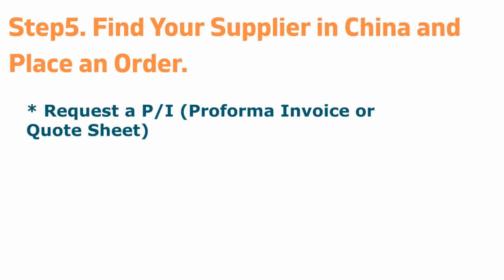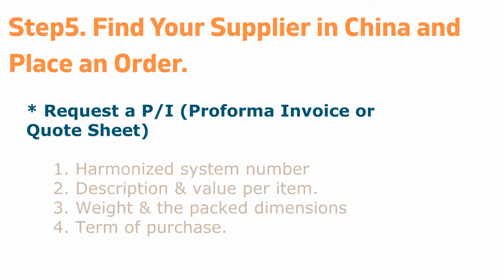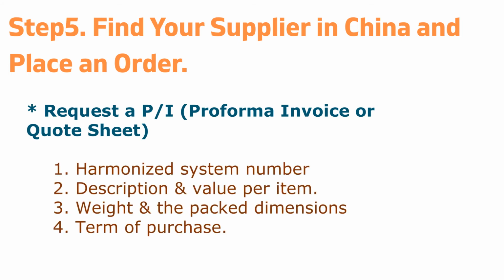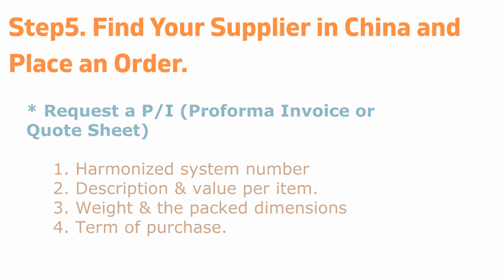Okay, now the fifth step is to find your supplier in China and place an order. Once you have selected your supplier, request a PI, which is a pro forma invoice or quote sheet, for your prospective purchase to include the harmonized system number, description, and value per item. Your PI must show the weight and the package dimensions, as well as your terms of purchase.